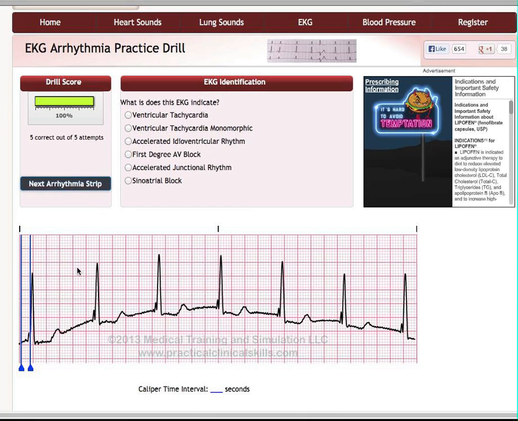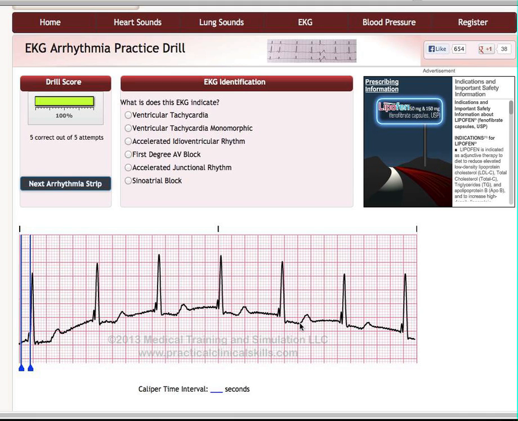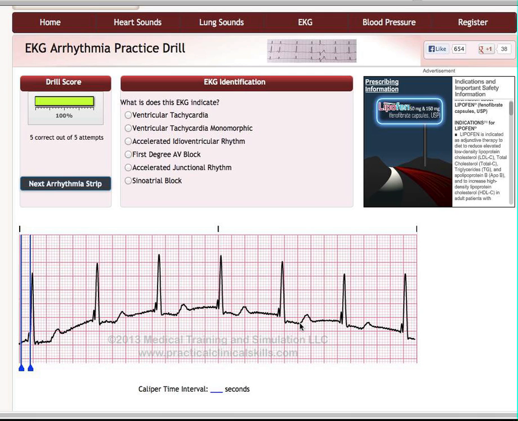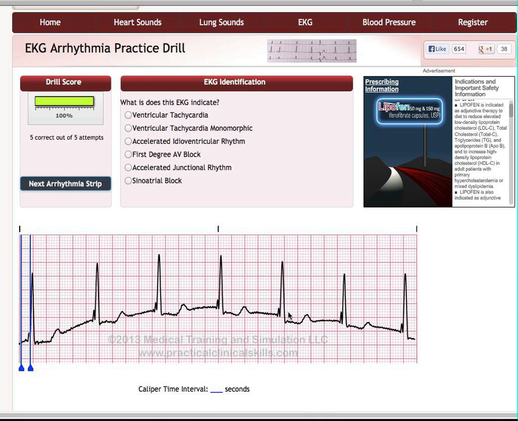So let's see what we have with this rhythm. So what do you guys think this dealy bob is right here, here, and here? You think that's a P wave? Yeah, I don't think that's a P wave. I think it's a T wave. I'm not sure what this little blip right here is, if you guys can see that on your screen. But let's go ahead and figure out a rate.